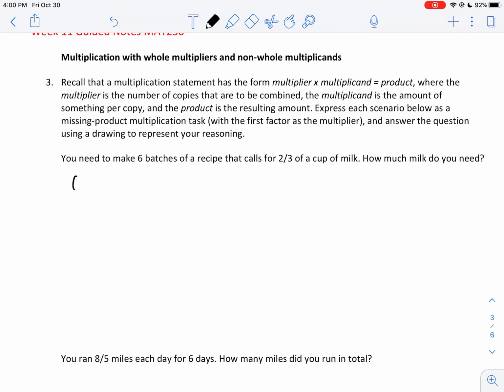Okay, so you can put batches here as a unit, or I'm going to use recipes. We want to do 6 recipes. And we know that each recipe calls for 2/3 of a cup of milk. I'll just put C for cup of milk per recipe, REC. Notice that whenever you create a multiplicative structure like this, it's the multiplicand that should have a something per something unit.